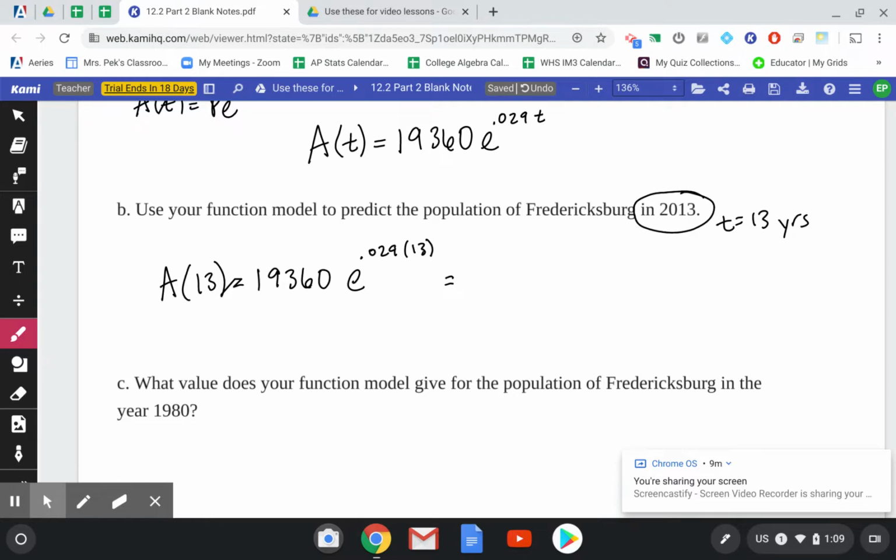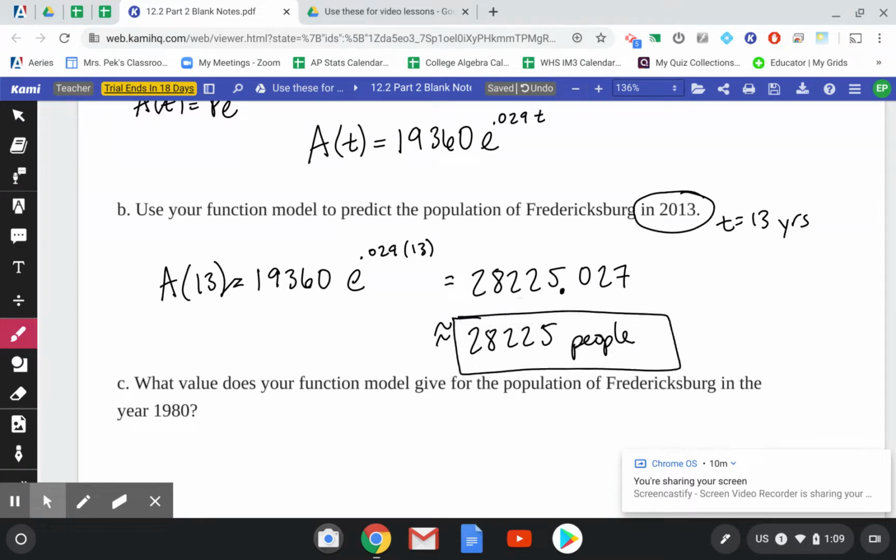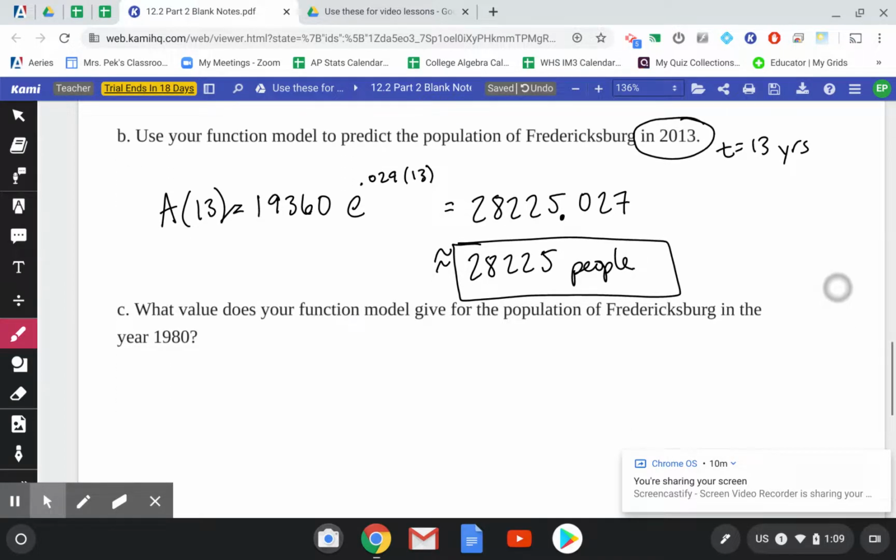19,360 e to the 0.029 times 13 is 28,225.027, but it doesn't make any sense to have a decimal value when you're talking about population. So we need to round this to the nearest person because we can't have decimals of people. So don't forget to round.